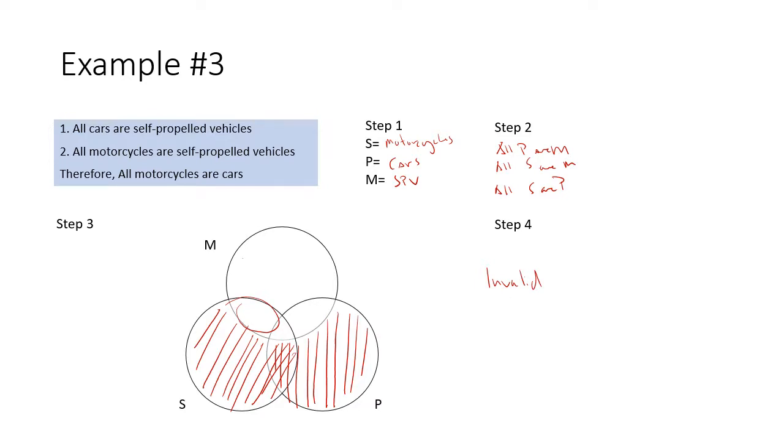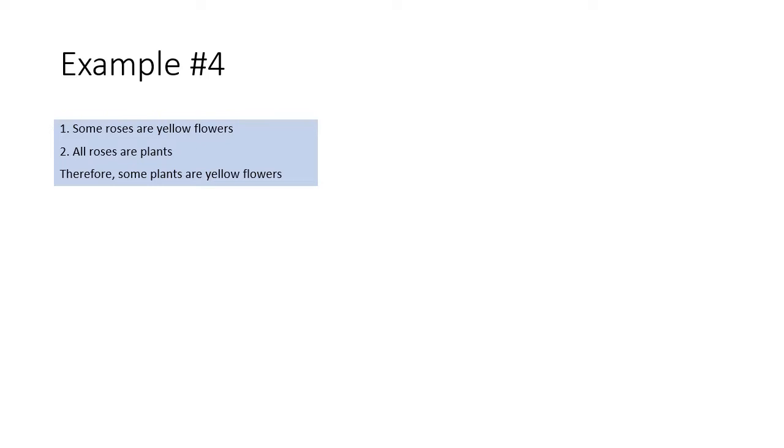So moving on, example number 4. Some roses are yellow flowers, all roses are plants, therefore some plants are yellow flowers. So universal to particulars. Let's talk about our terms here. So the subject of the conclusion is plants. The predicate of the conclusion is yellow flowers. And the middle term is roses.